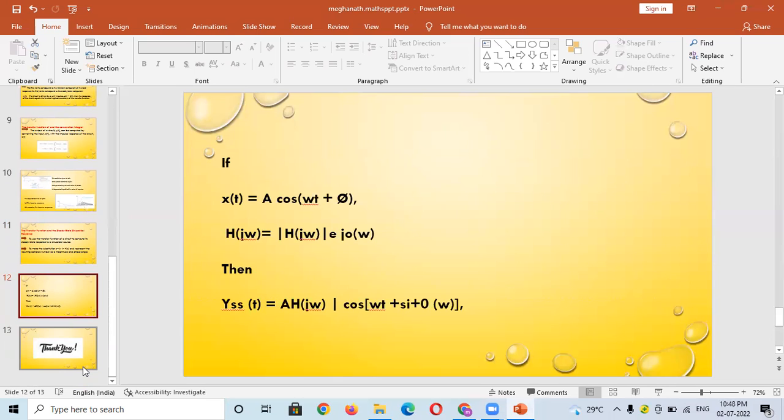If x(t) = A cos(ωt + ψ), and H(jω) = |H(jω)| e^{jθ(ω)}, then y_ss(t) = A |H(jω)| cos(ωt + ψ + θ(ω)).